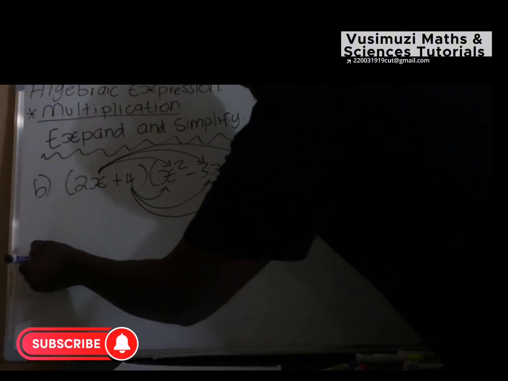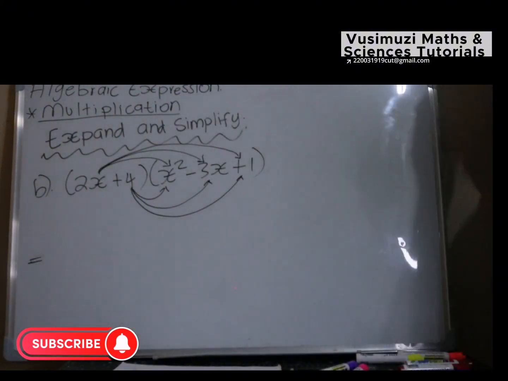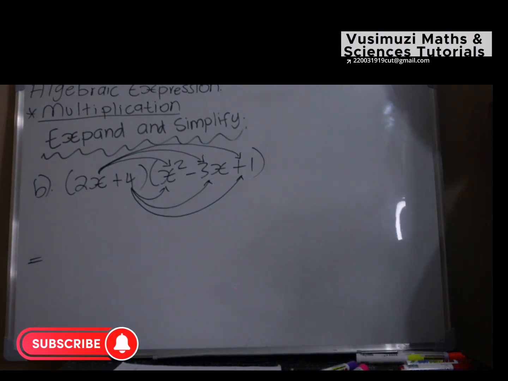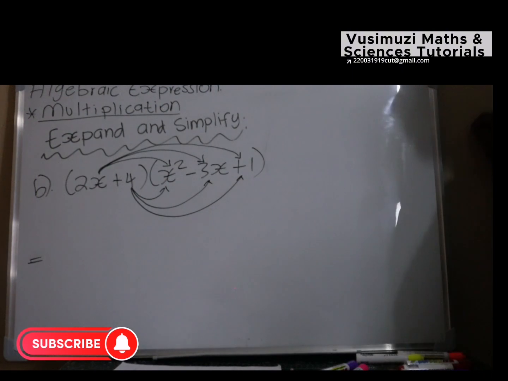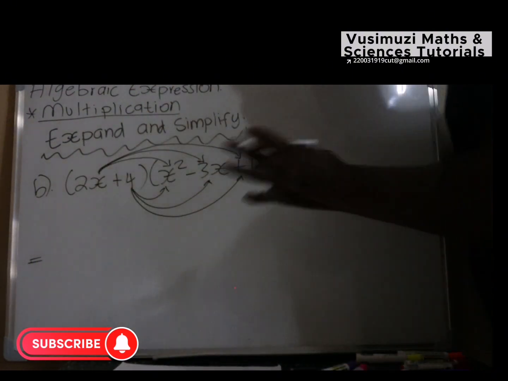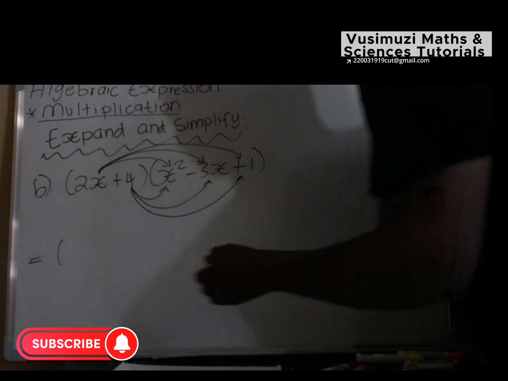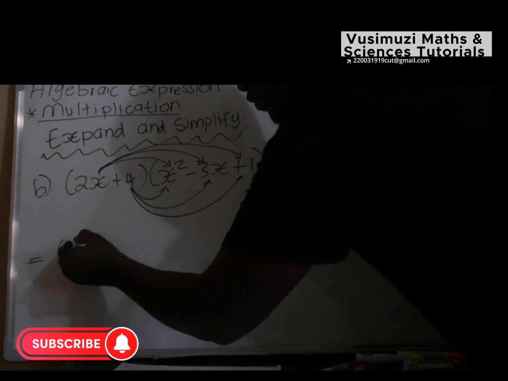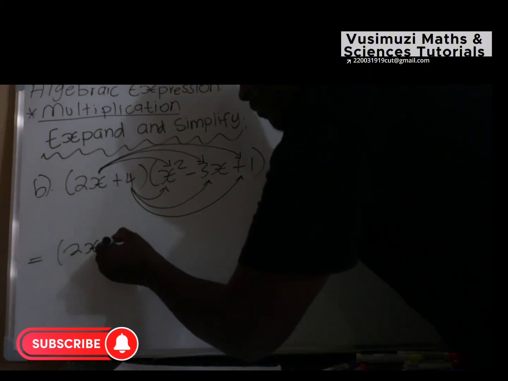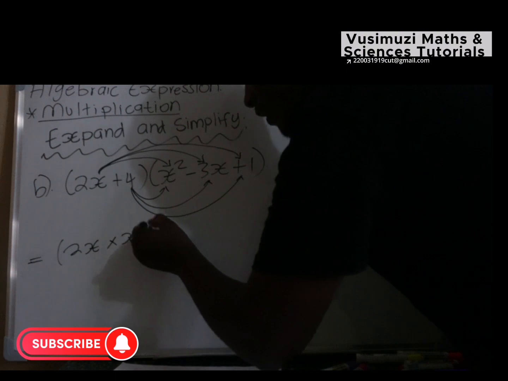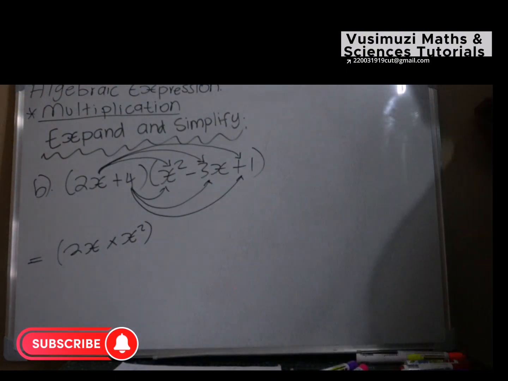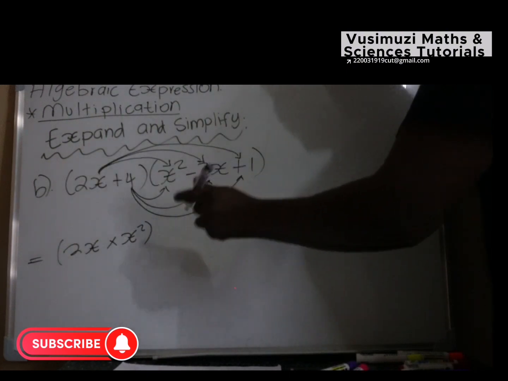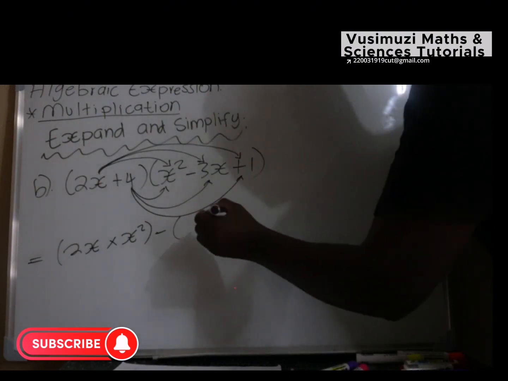Do it yourself. Pause the video and do it yourself. Remember the sign. Positive times positive, you put positive there. It's okay, you can leave it like that. 2x times x squared. 2x multiplied by x squared. Then 2x times negative 3x. Positive times negative is negative.